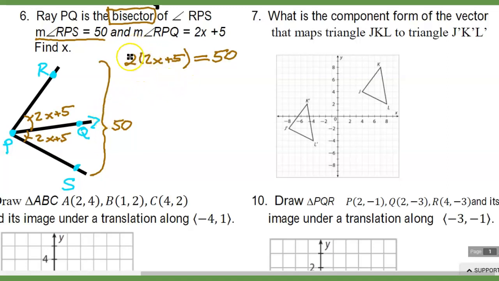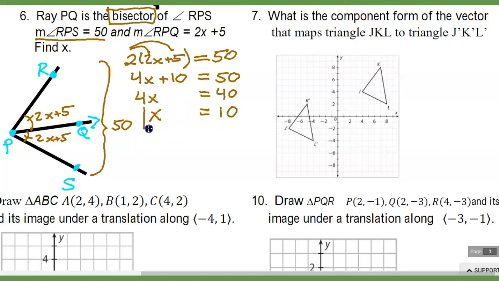You can do this two ways. You can distribute the 2 and get 4x plus 10, or you can divide by 2 on both sides and get 2x plus 5 equals 25. And most of you will probably choose to distribute, so we'll do it that way. So I'm going to subtract 10 on both sides. So I'll have 4 times x now equals 40, 50 minus 10, and divide both sides by 4. So I'll have x equals 10.